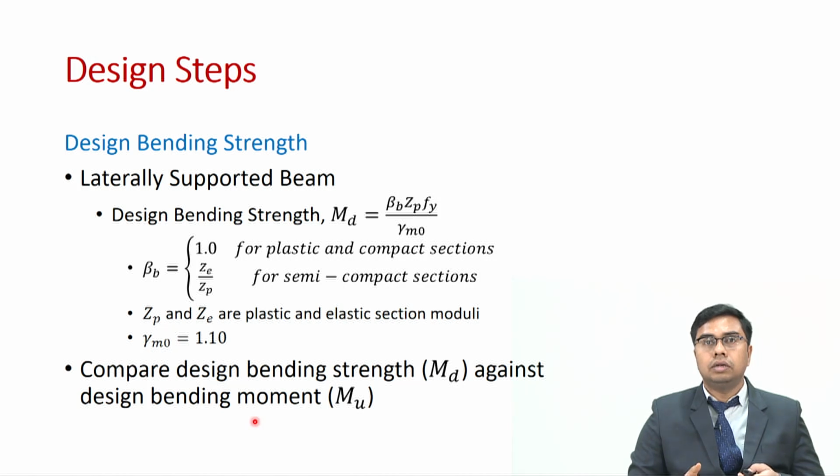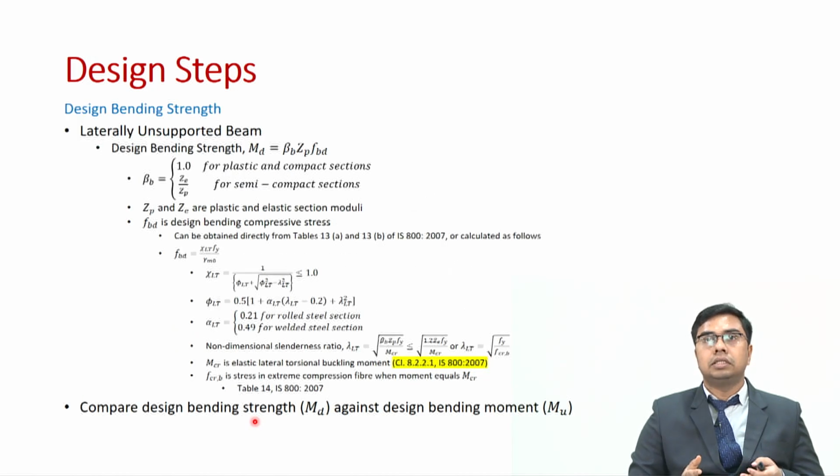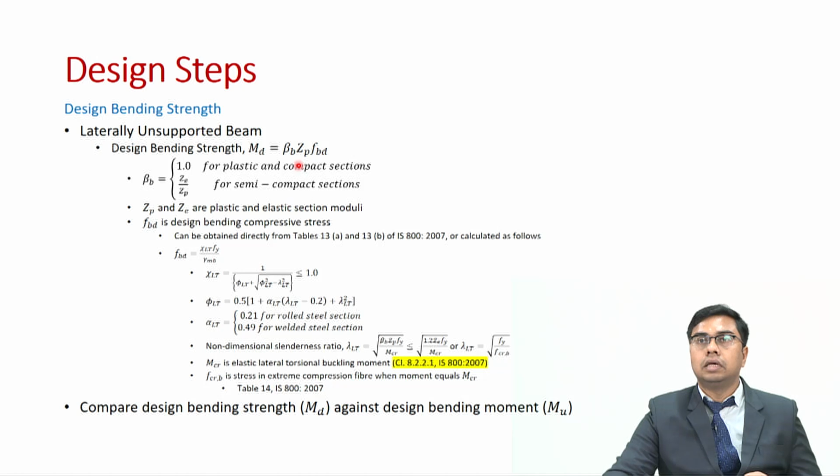Now let us look into the estimation of design bending strength for a laterally unsupported beam. A laterally unsupported beam is prone to undergo lateral torsional buckling. So the design bending strength in this case will be reduced. It will not depend on fy, rather it will depend on fbd, which is the design bending compressive stress considering the potential of buckling. Zp and Ze are the plastic and elastic section moduli, and βb we have already seen.